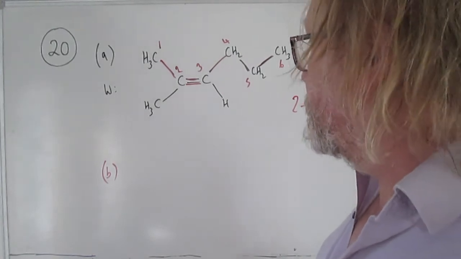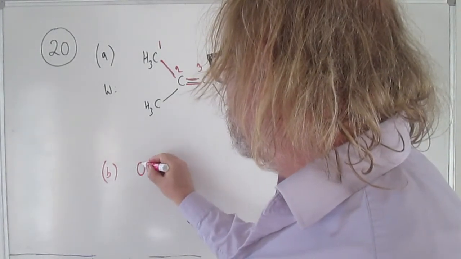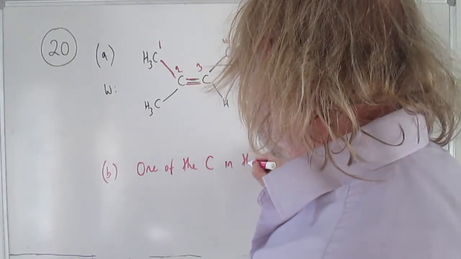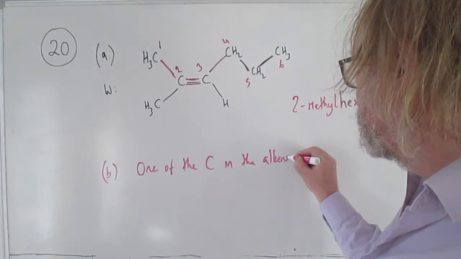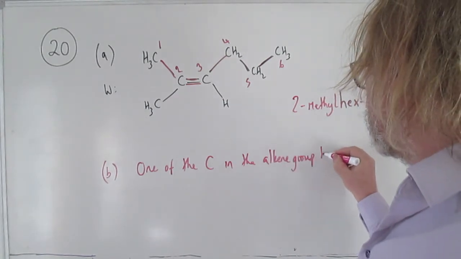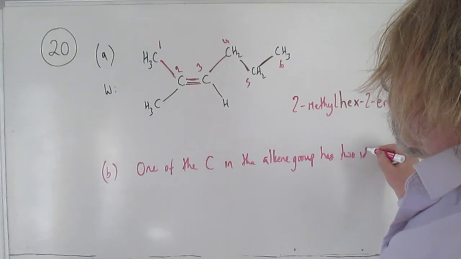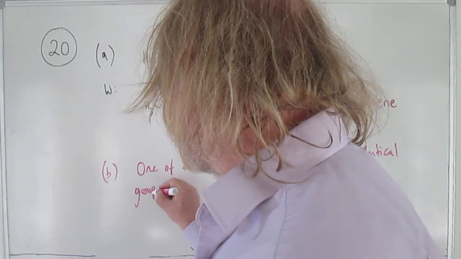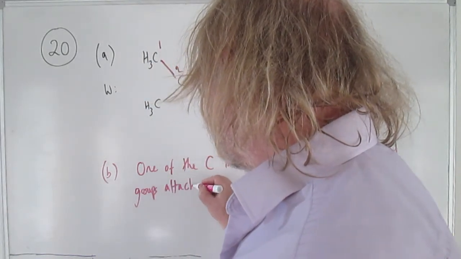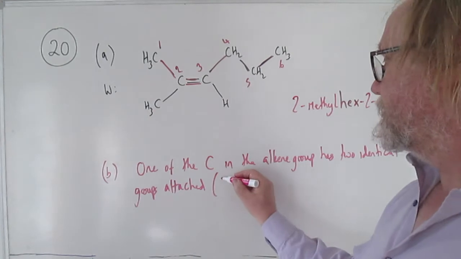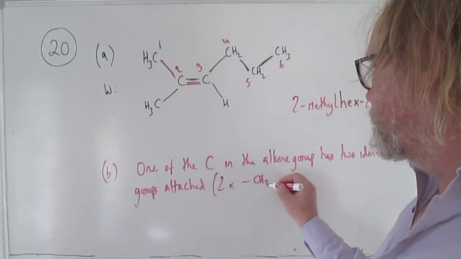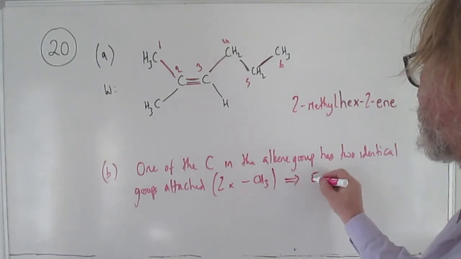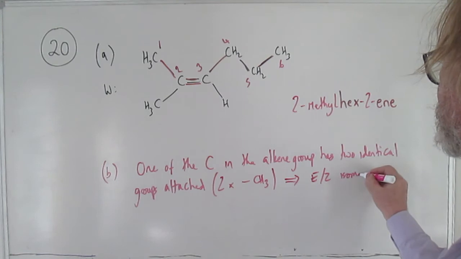So what you need to spell out is that one of the carbons in the alkene group has two identical groups attached. Okay, you really have to spell this out, and I would just spell that out, 2 lots of CH3, so that everybody knows what you're talking about, which means that EZ isomers can't exist.